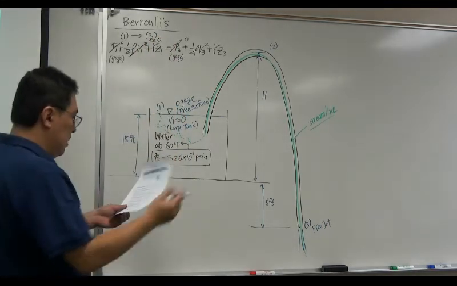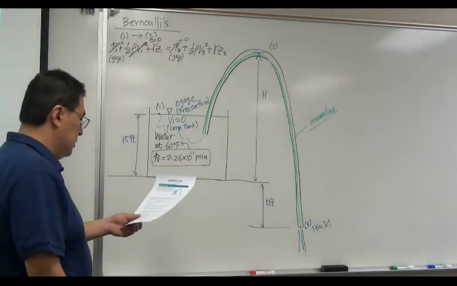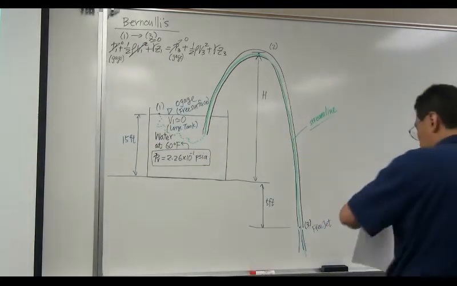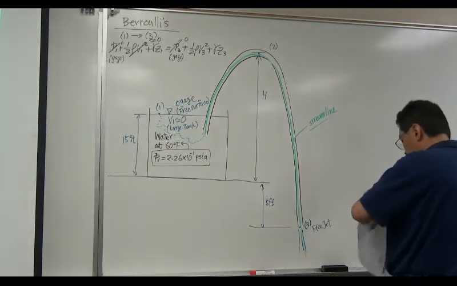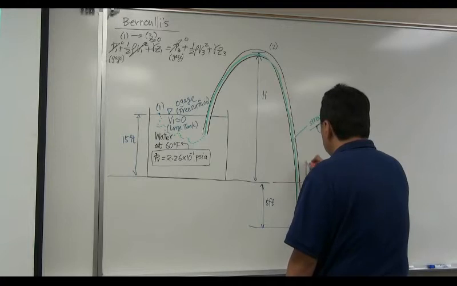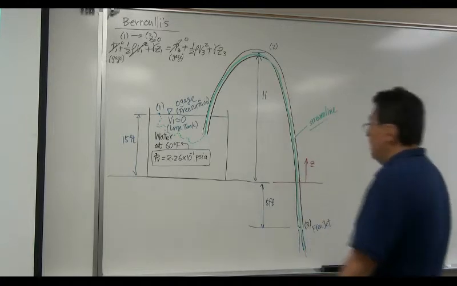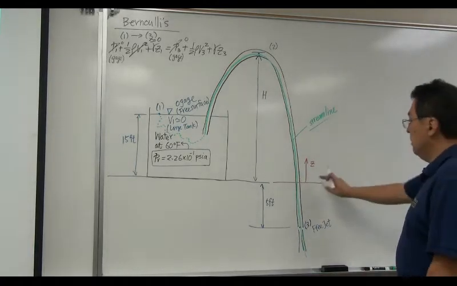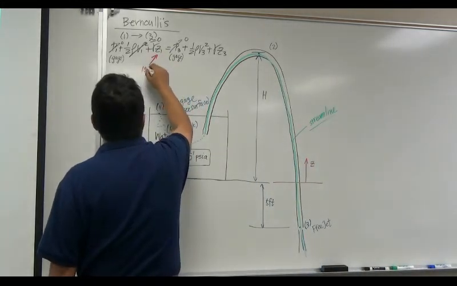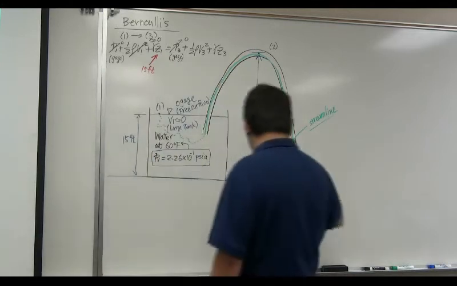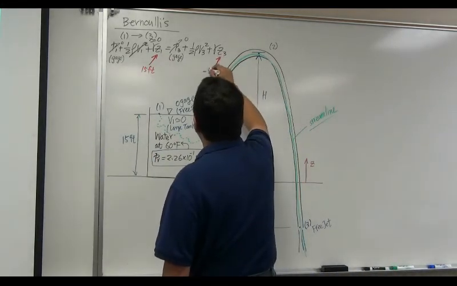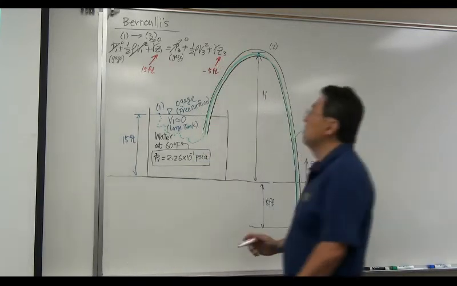Okay. Where do we measure Z? Let's measure Z from the tank bottom. So I'm going to measure Z from here. If I do that, Z1 becomes 15 feet, right? Z3 becomes minus 5 feet.